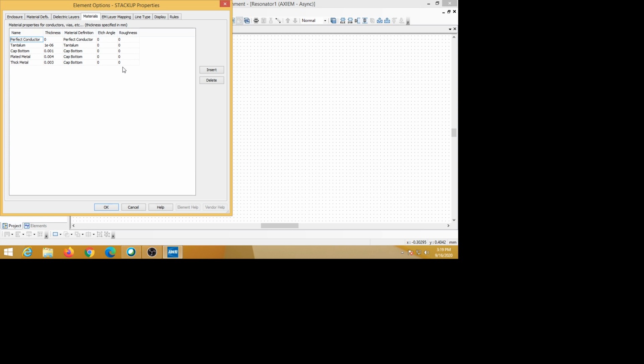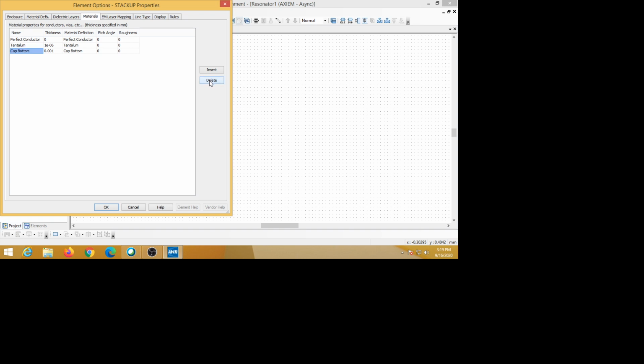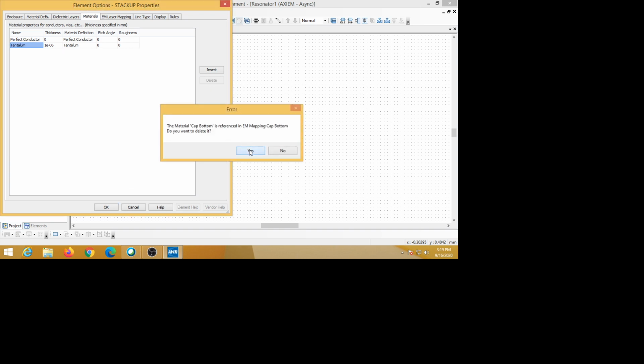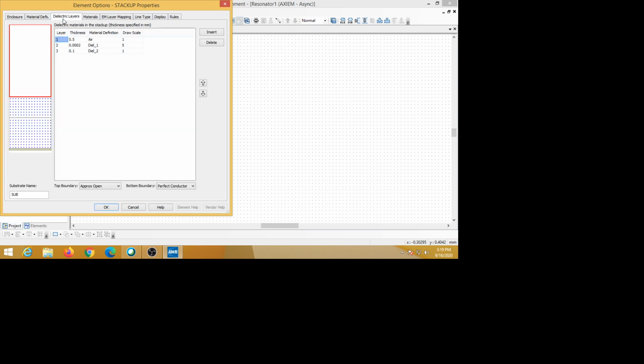So we have to delete all these materials first. So we have to clear all this. Just click over this and delete, it will delete. See, like this, delete, you delete whatever was defined earlier, but keep this perfect conductor as it is. Okay, next similarly go to dielectric, on the left side you click dielectric layer.